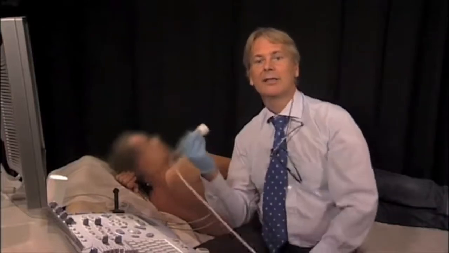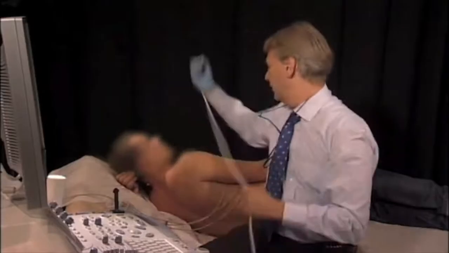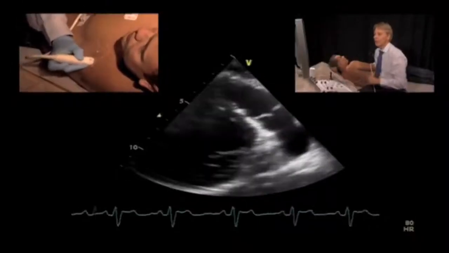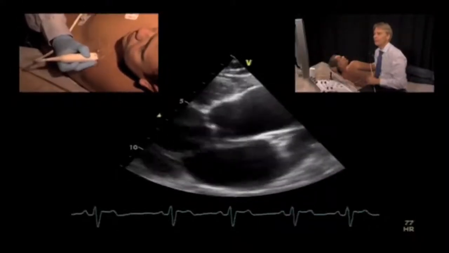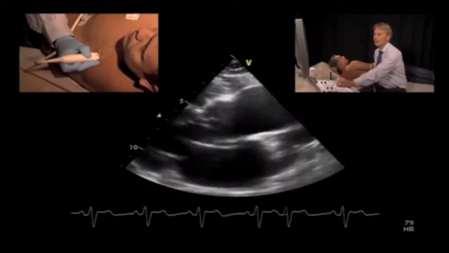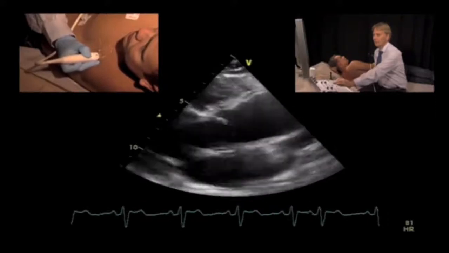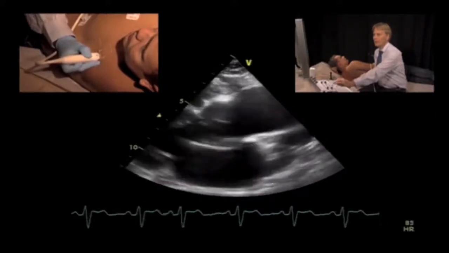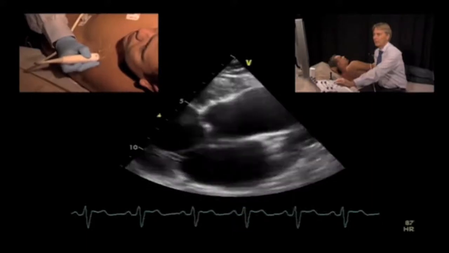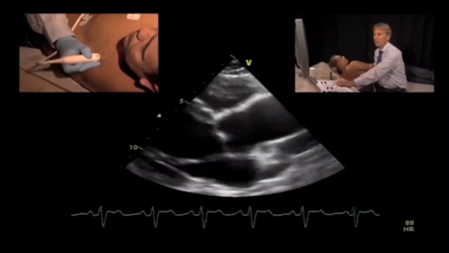Let's take a look at this patient now with respect to his aortic valve. We'll start with the parasternal long axis view. We can appreciate that the patient has a mildly thickened aortic valve, but there are no calcifications. But we also see that the motion of the aortic valve is abnormal. There is doming of the aortic valve.